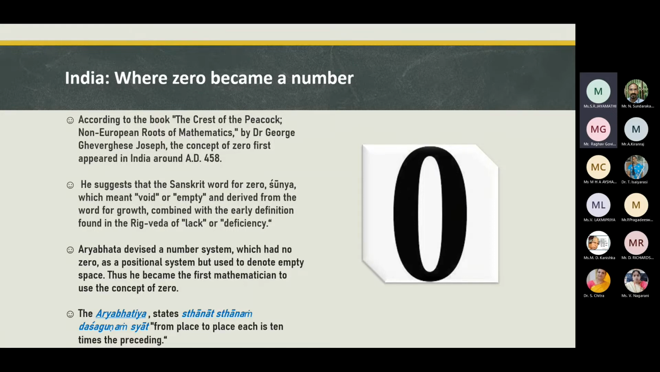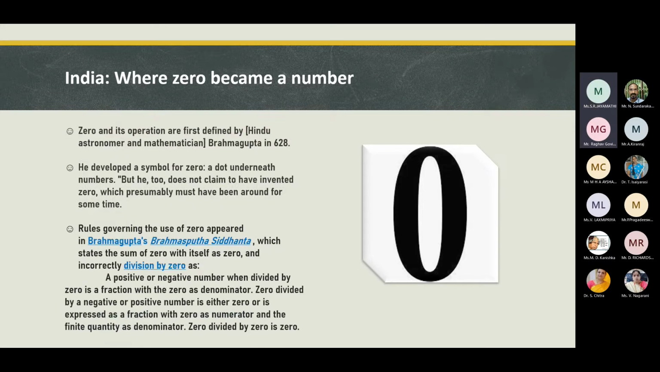Aryabhatta devised a number system which had no zero as a positional system but used to denote empty space instead of zero. Thus, he became the first mathematician in the whole world to use the concept of zero. The Aryabhatiya, written by Aryabhatta, states that Sthanam Sthanam Dasagunam, from place to place, each is 10 times the preceding.